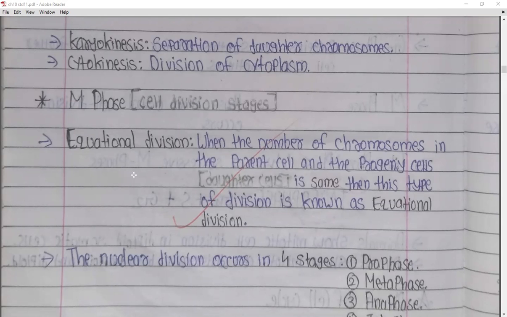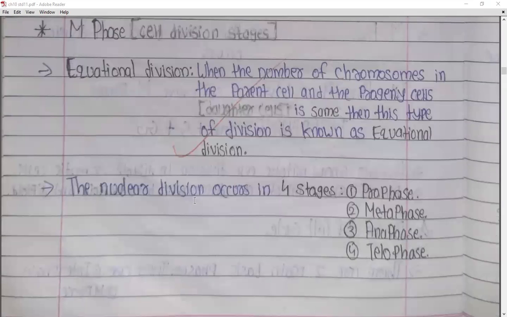Now in this M phase, we are going to see four different stages, and all four stages occur under the nuclear division. These four phases are prophase, metaphase, anaphase, and telophase. Till here we are going to see today, and in the next class we will see these four nuclear division phase stages in detail.